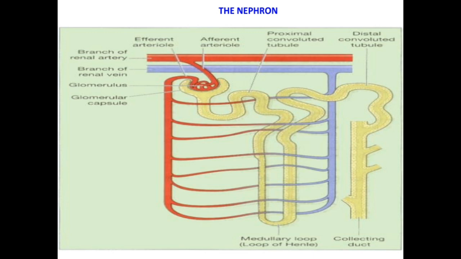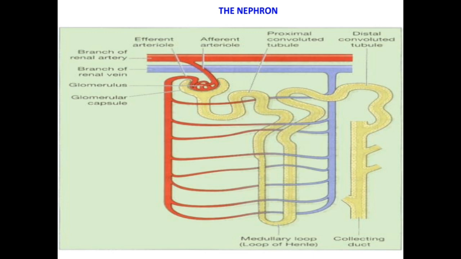So from the Bowman's capsule, it moves to the proximal convoluted tubule. Down there it goes to the medullary loop, or the loop of Henle, and then it continues to the distal convoluted tubule, and from the distal convoluted tubule it connects to the collecting duct.